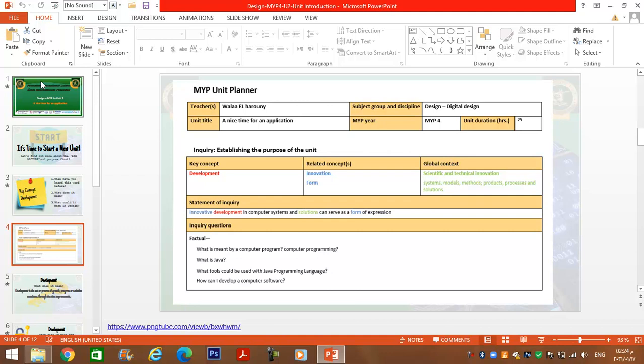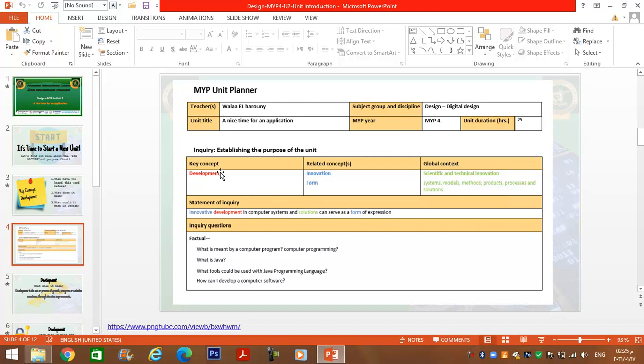What is the key concept here in this unit? What are the related concepts? And what is the global context? So it's very important to learn and to discover the meaning of each part. The key concept here in this unit is development. The related concepts here are innovation and form. The global context in this unit is scientific and technical innovation, all about systems, models, methods, products, processes, and solutions.